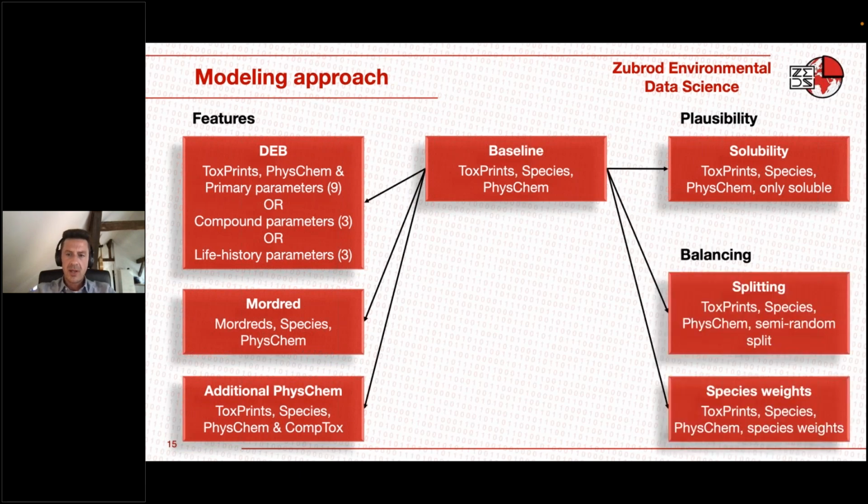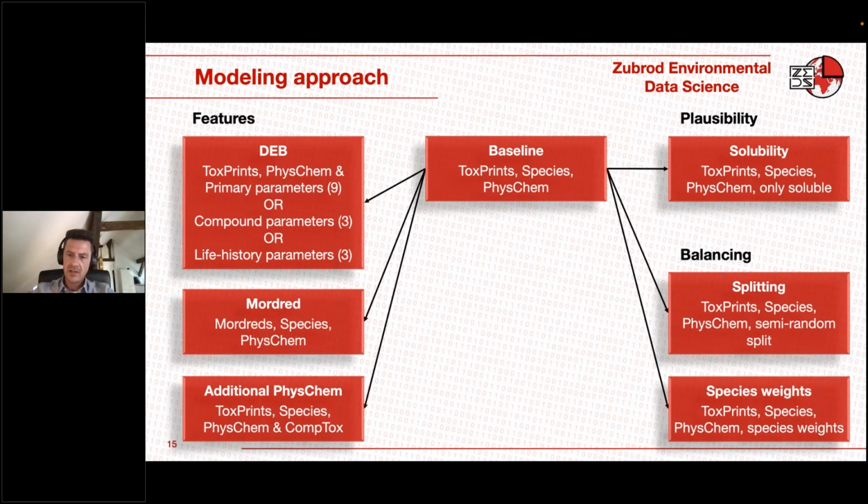And the last changes we applied were related to balancing our data sets. And the splits we usually do for machine learning into training and testing, they are done randomly, which can come with problems. So we also tried a semi-random approach that made sure that the distribution of our targets or our effect values were more or less equal in both training and test data set.